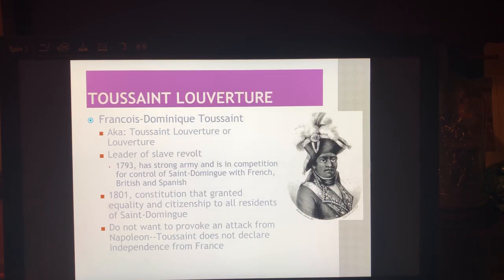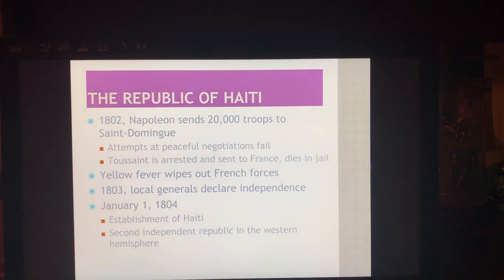One of the leaders you'll have to know for our test is Francois Dominique Toussaint, and we know him as Toussaint Louverture. He's going to be the leader of the slave revolt, and he says that we need to give equal citizenship to all residents in Santo Domingo. We see he doesn't want to have a conflict with Napoleon, and he's not fully declaring independence. He's just trying to get equality for the gens de couleur and the slaves. So eventually Napoleon will send troops in.